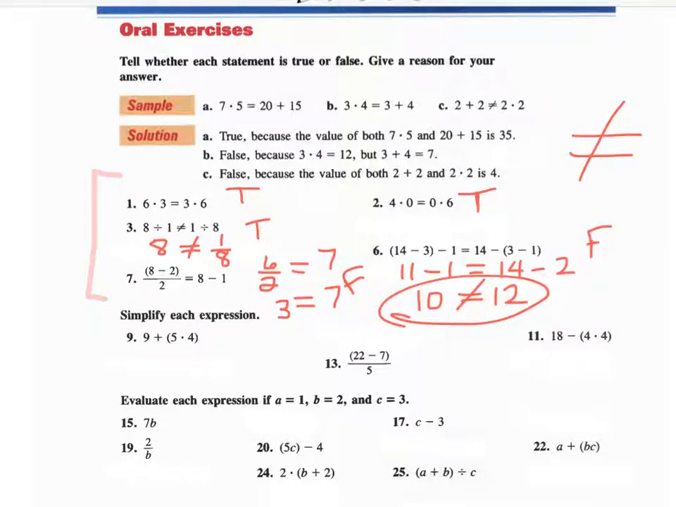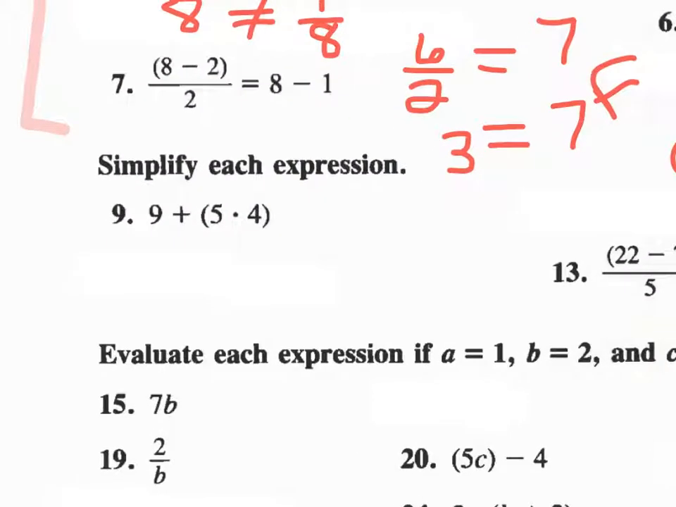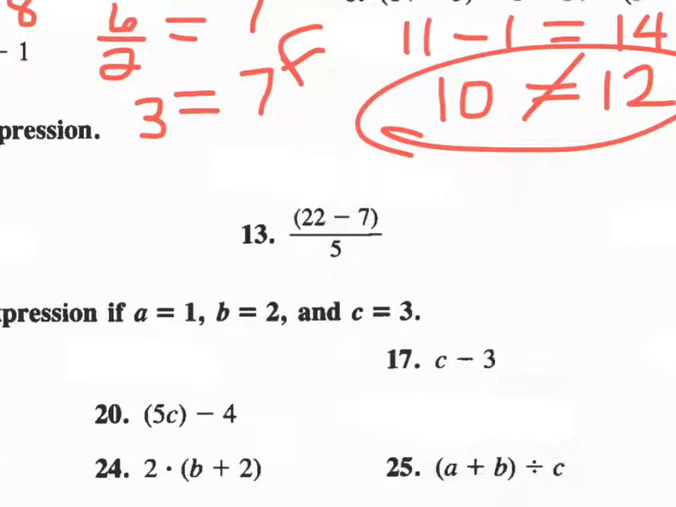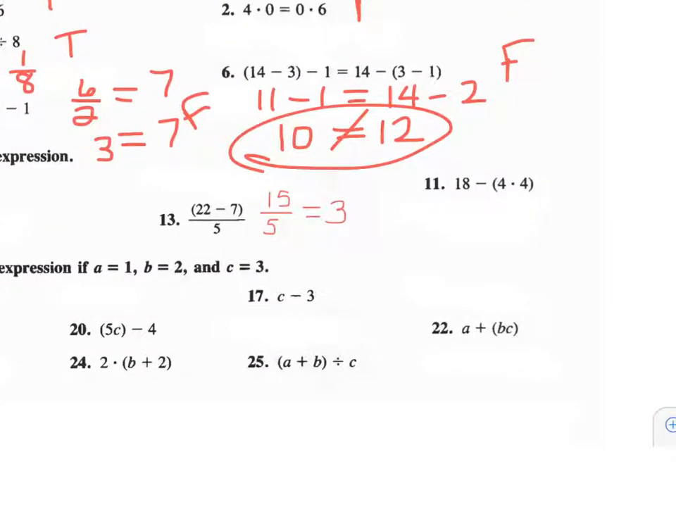Okay, now we're going to actually evaluate these. Let's try a couple. What am I going to do first on number 9? Parenthesis. 5 times 4 is? 20. And then I'm going to write the 9 plus, and then I'm going to add it. Good so far? All right. Let's try this one. 22 minus 7. And then 15 divided by 5? 3. Perfect.